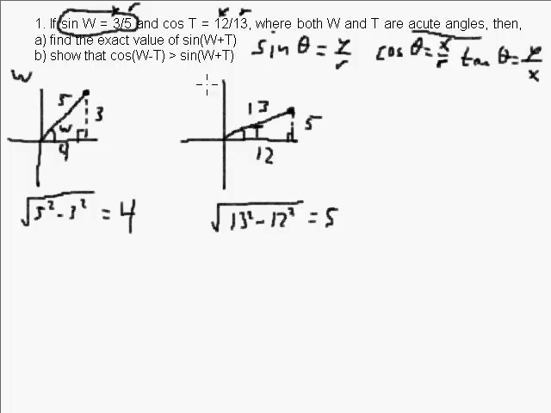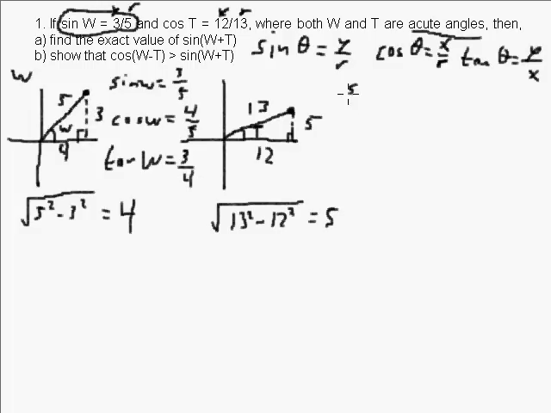Okay, now what I need to do, find sine, cos, and tan for each of these. So I already know the sine of W. The sine of W is equal to 3 over 5. That was given. Now, what I also know is the cos of W. The cos of W is 4 over 5. And the tan of W is equal to O over A. So from here, it's 3 over 4. Hope you can read those numbers.